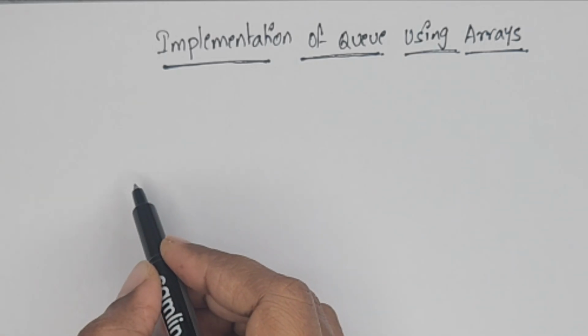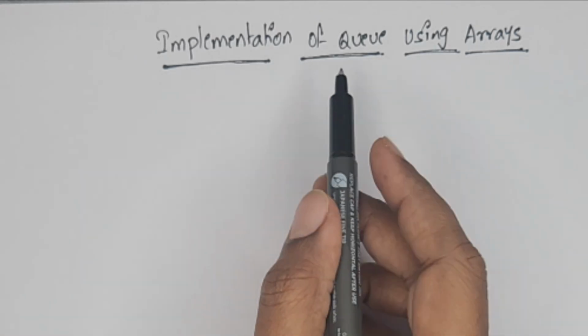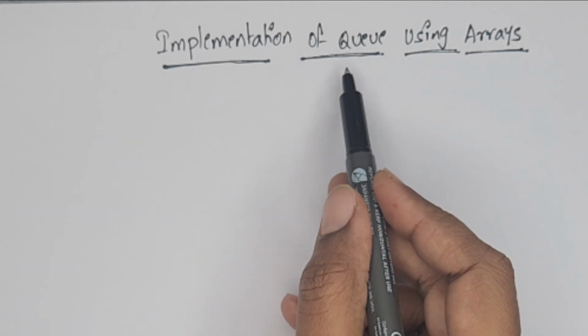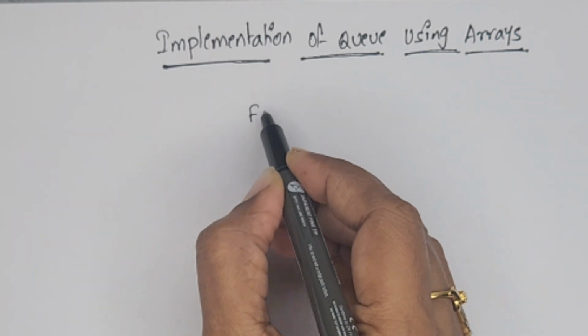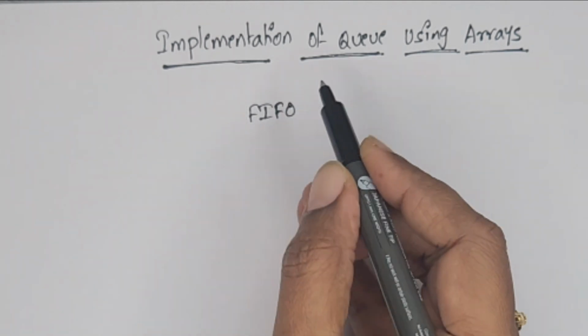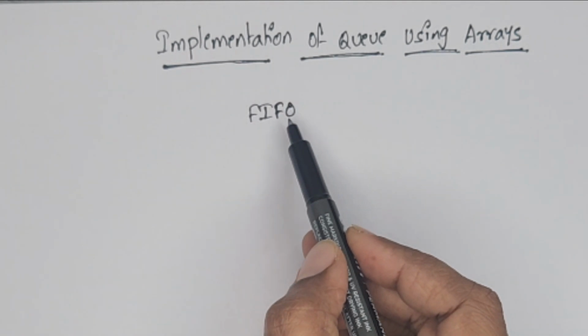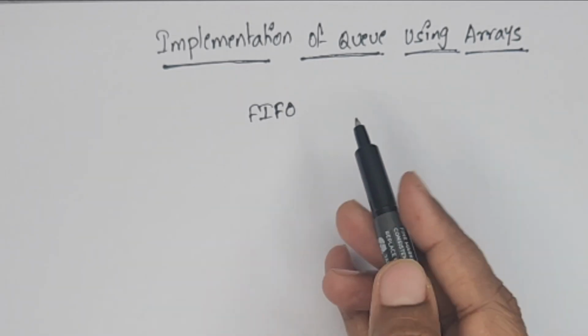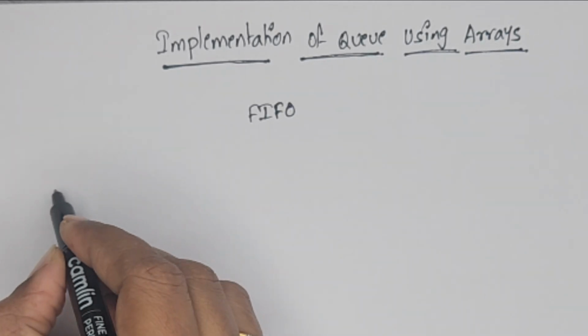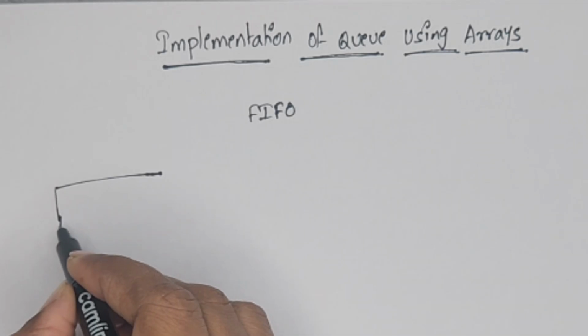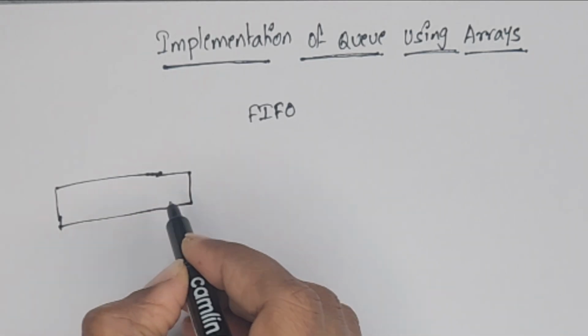Okay. So first I am going to declare one array. What is queue? First of all, it is a linear data structure which follows first in, first out. It means the element which is inserted first, that one only we can delete first. Okay, first I am going to declare one queue, means one array, because I am going to implement with arrays.